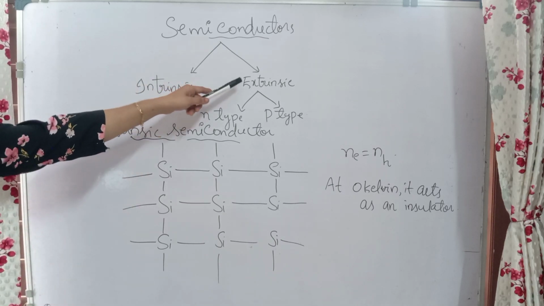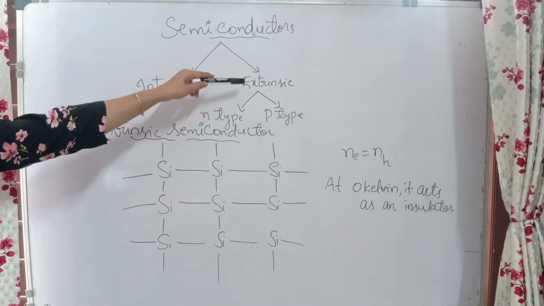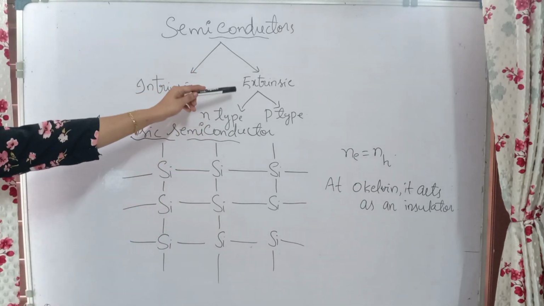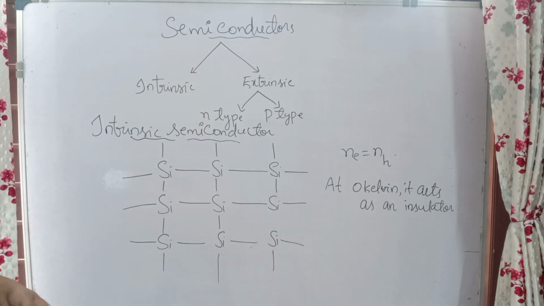And extrinsic semiconductor means we will add some impurities to improve the conductivity. Such semiconductors are called extrinsic semiconductors, or we can say doped semiconductors.